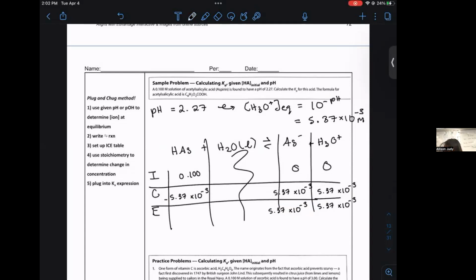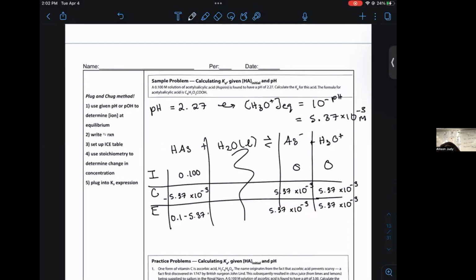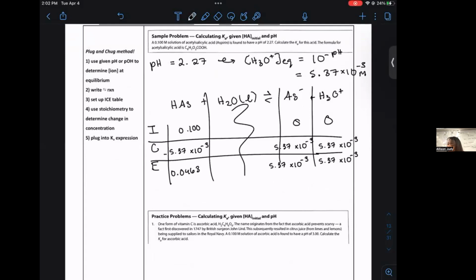Okay. Well, 0.1 minus 5.37 times 10 to the negative third. That'll give me some value. Yo. It's 0.0463. 0.0463. Thank you, Malcolm. 0.0463. Excellent. And then all I do is I've got to find what Ka is.